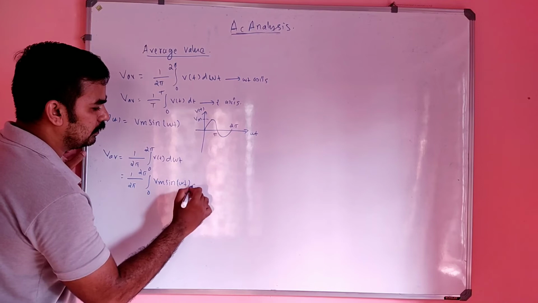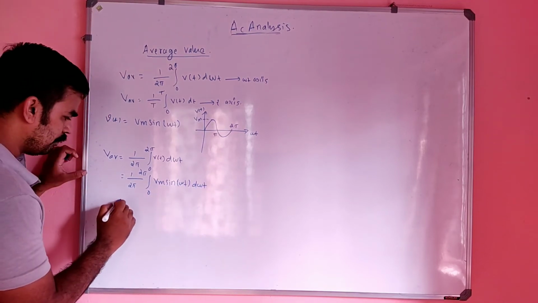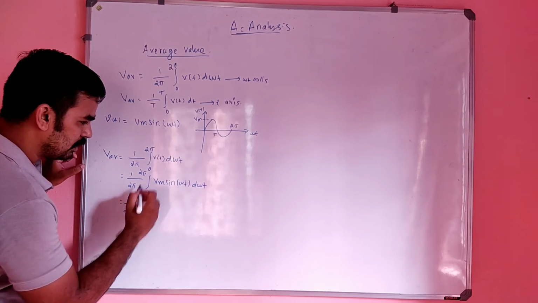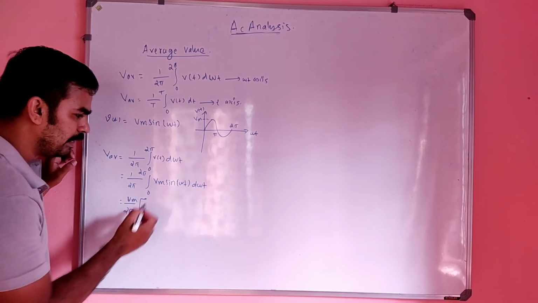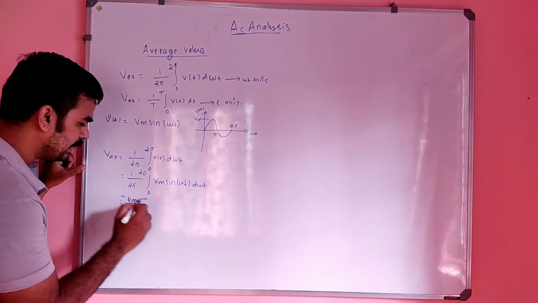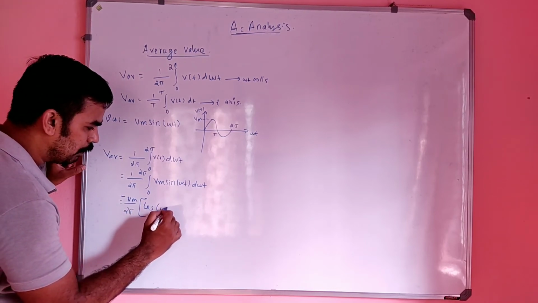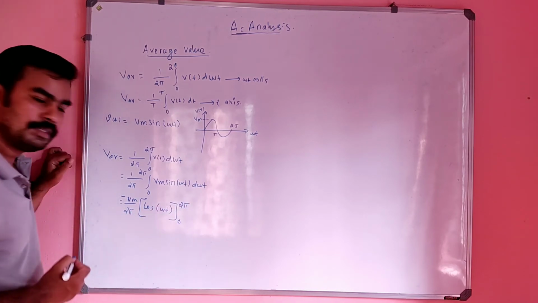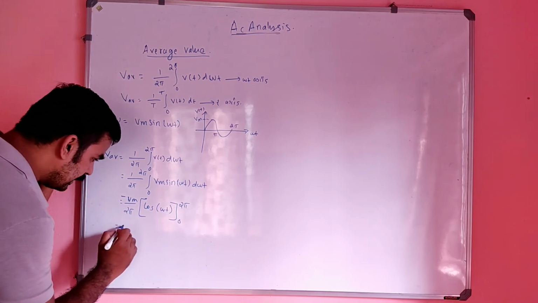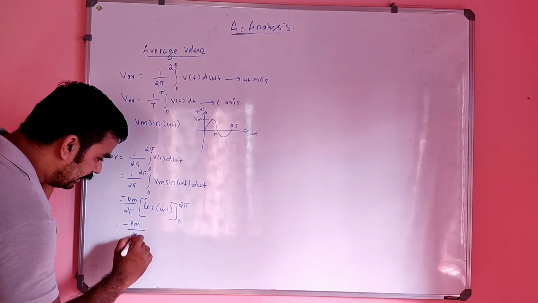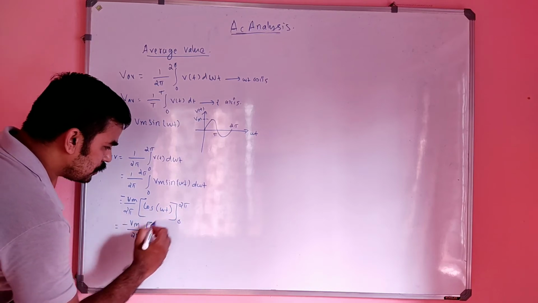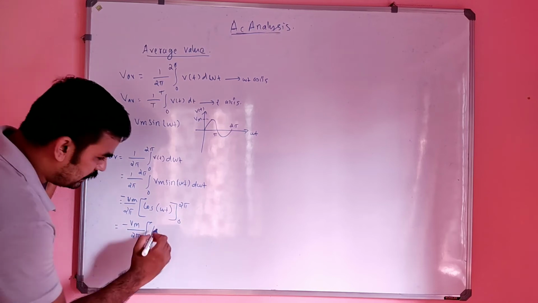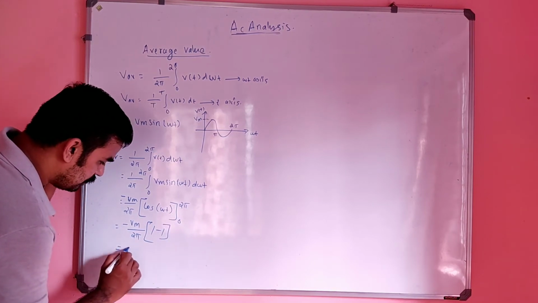Vm sin omega t d omega t, which is 1 by 2 pi Vm, you can take outside. What is the integral of sin omega t? It is minus cos of omega t, integrated from 0 to 2 pi. It will be minus Vm by 2 pi. What is cos 2 pi? Cos 2 pi is nothing but 1. And what is cos 0? It is also 1. So 1 minus 1 is equal to 0.